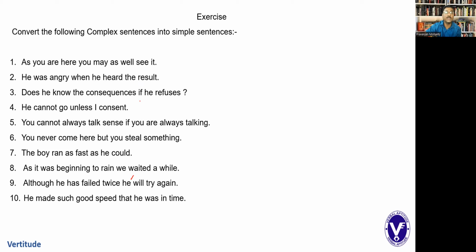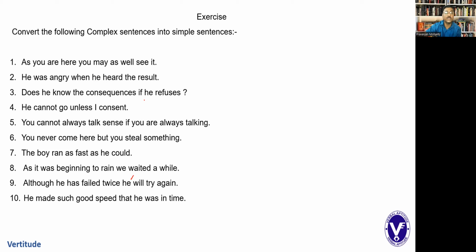Does he know the consequences if he refuses? Is the consequence of refusal known to him? He cannot go unless I consent. He cannot go without my consent. My consent is required for his going.